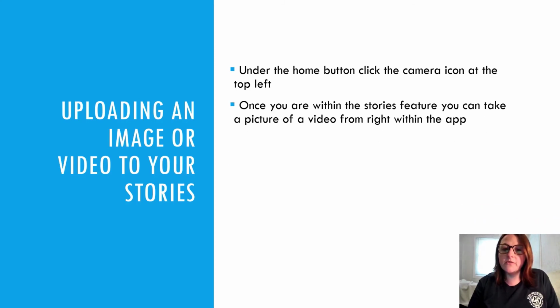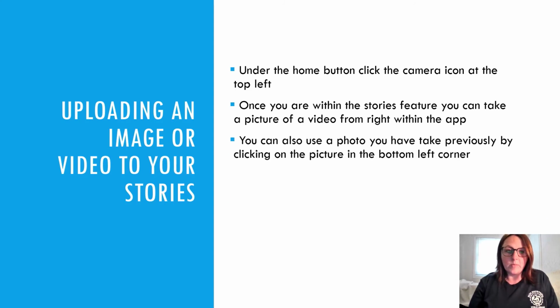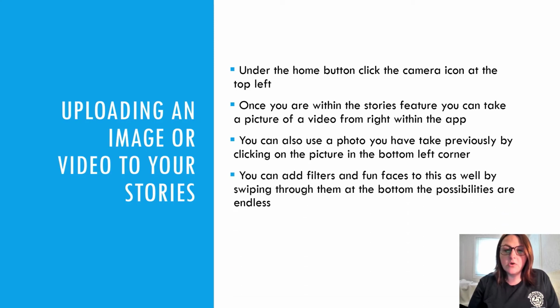Once you're within the Stories feature, you can take a picture or a video from right within the app. You can also use a photo you have taken previously by clicking on the picture in the bottom left corner. You can add filters and fun faces to this as well by swiping through them at the bottom. The possibilities are endless. So what you can do is you can actually have a selfie and you can actually hit your face with your finger and it'll recognize your face. And then you can actually put little pictures over top of your face. You can have makeup, you can look like an alien. There's all kinds of things you can do with it.